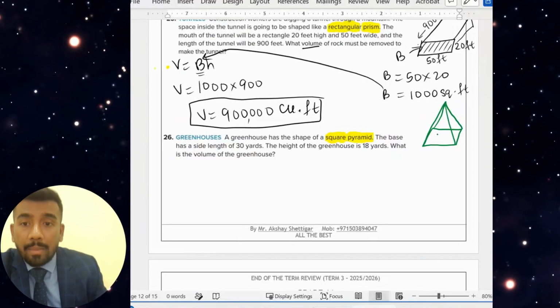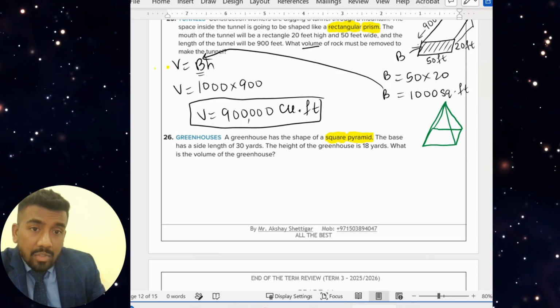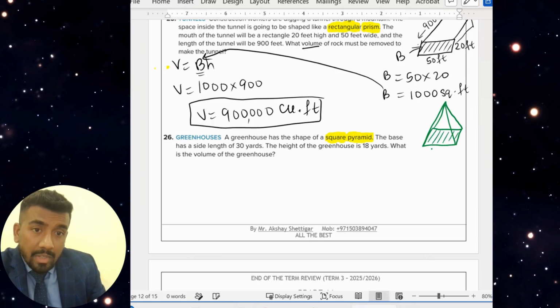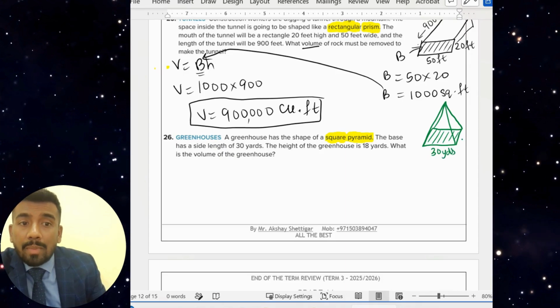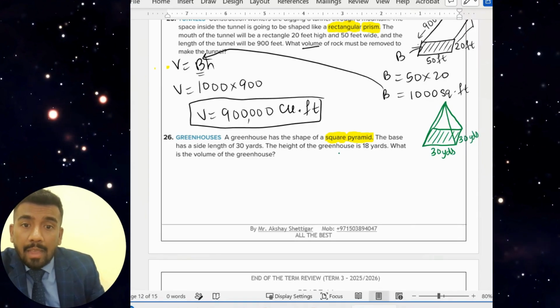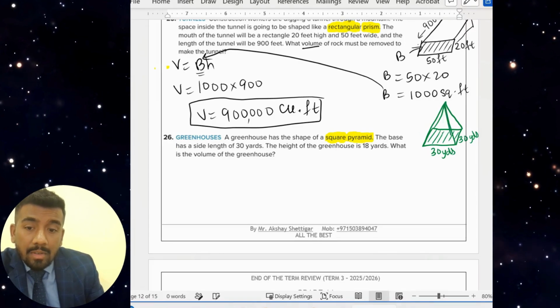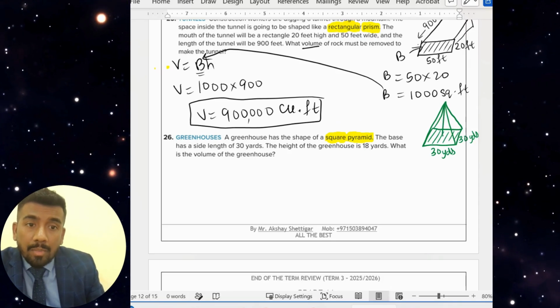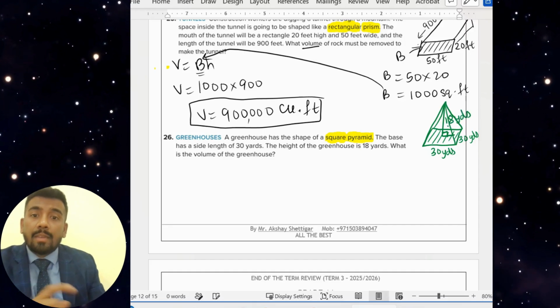So that's your square. The base has a side length of 30 yards. This is your base, and it's a square, so all sides will be 30 yards, sorry, my bad. And the height is 18. They have given the height also. So the height is 18 yards. That's it.